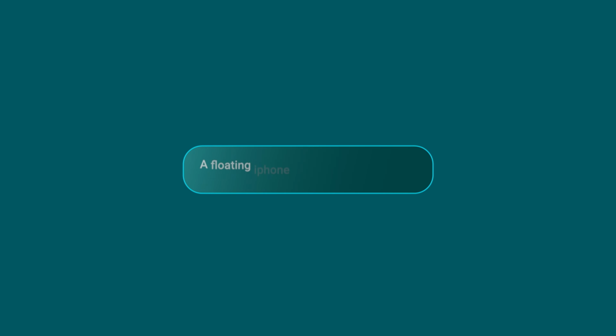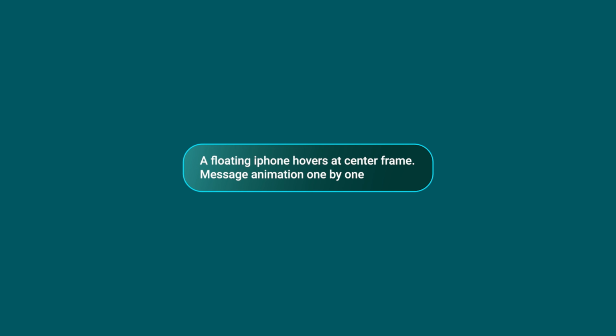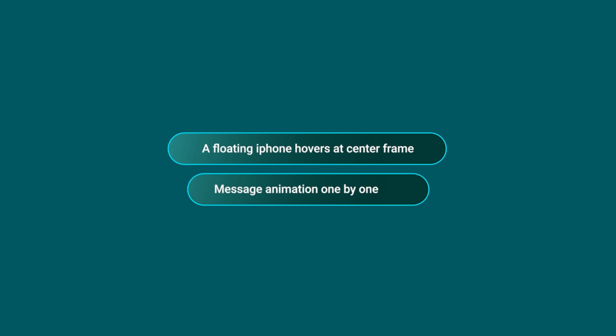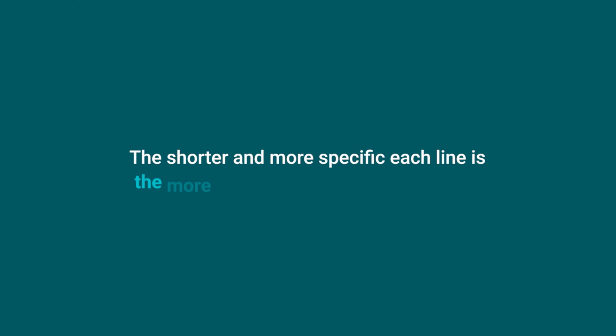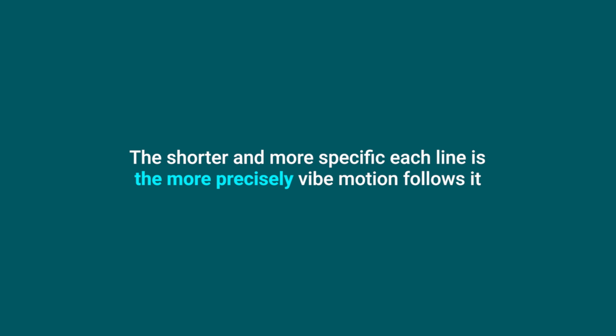Just figure out the main thing the product does, break it down into 5 to 8 moments, and write them in the order they would actually happen. Whatever sequence you write is the story the animation tells. One thing that helps is keeping each event to 1 sentence. If you need 2 sentences to describe something, it is probably 2 separate events. Split it up. The shorter and more specific each line is, the more precisely Vibe Motion follows it.